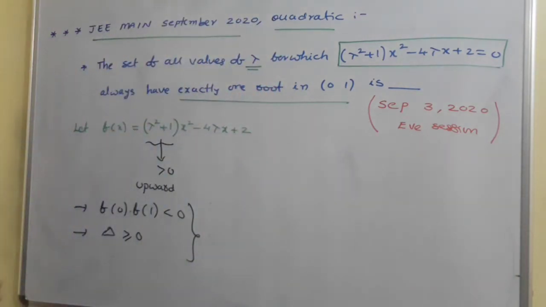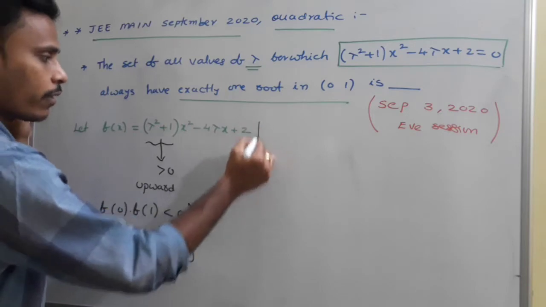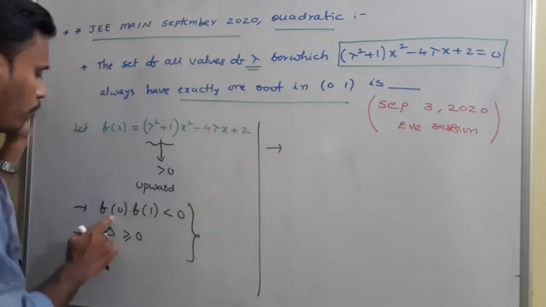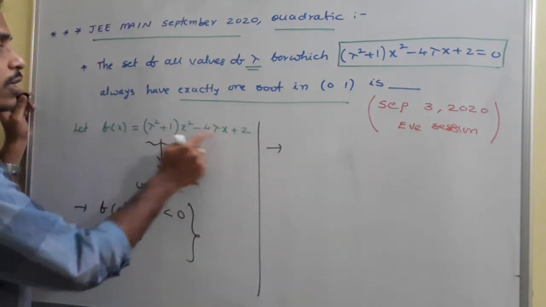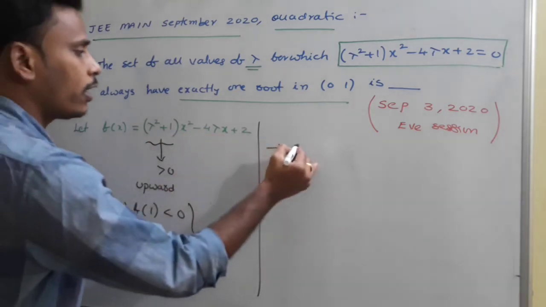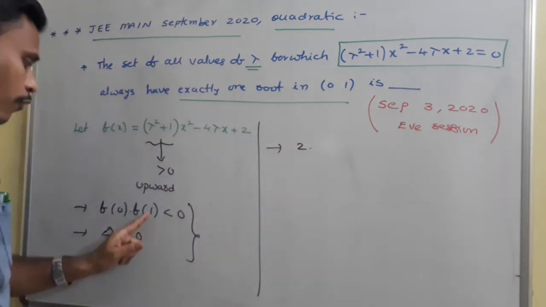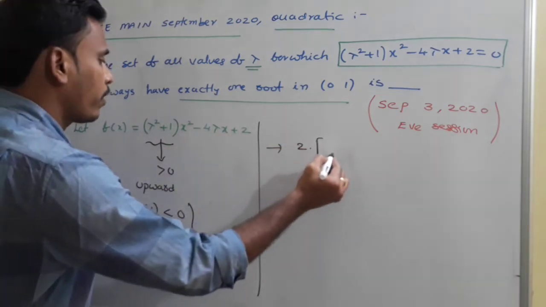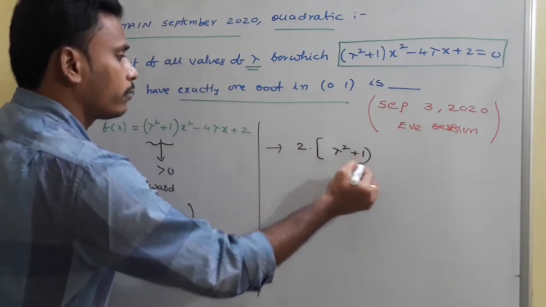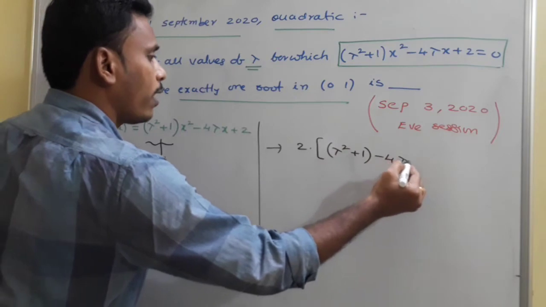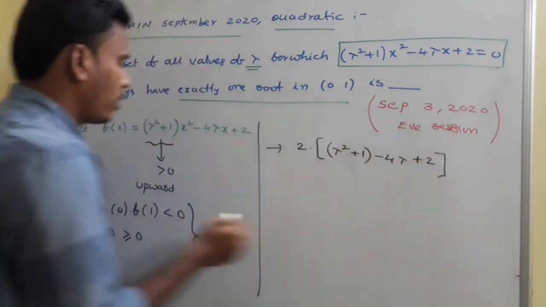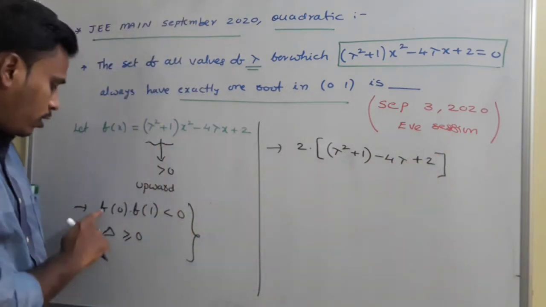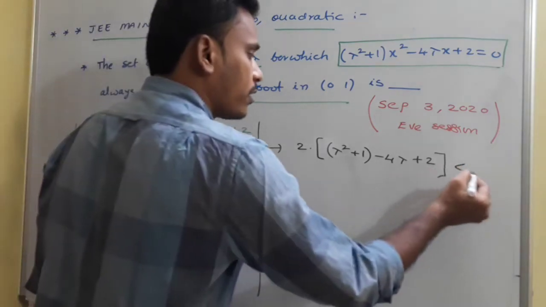So f of 0 into f of 1, the first condition. F of 0 means replacing x with 0. When you replace x with 0, these two terms get eliminated. You have 2. And then f of 1, replace x with 1. So lambda square plus 1, minus 4 lambda, plus 2. So this product is less than 0.